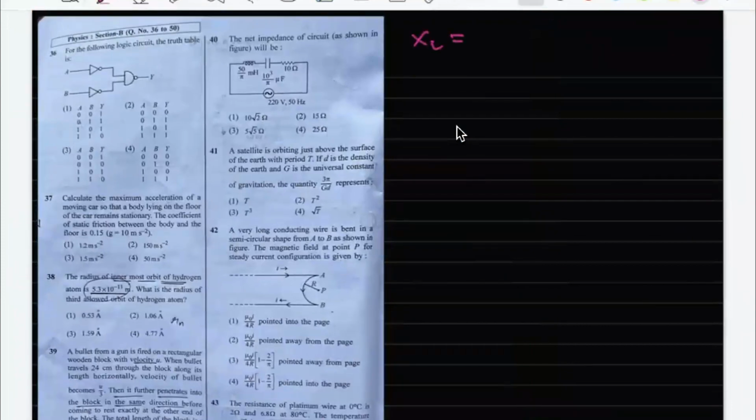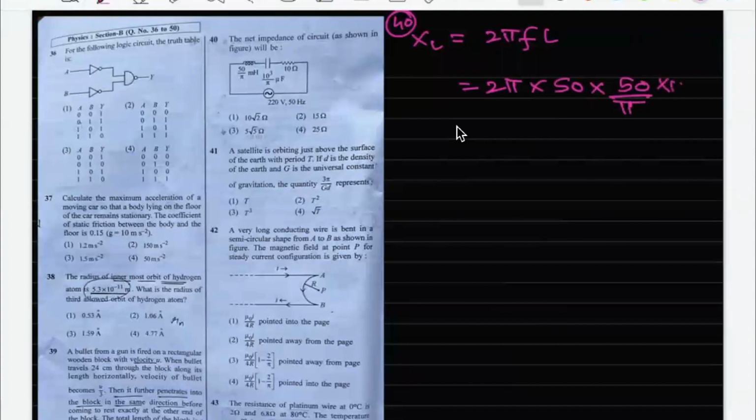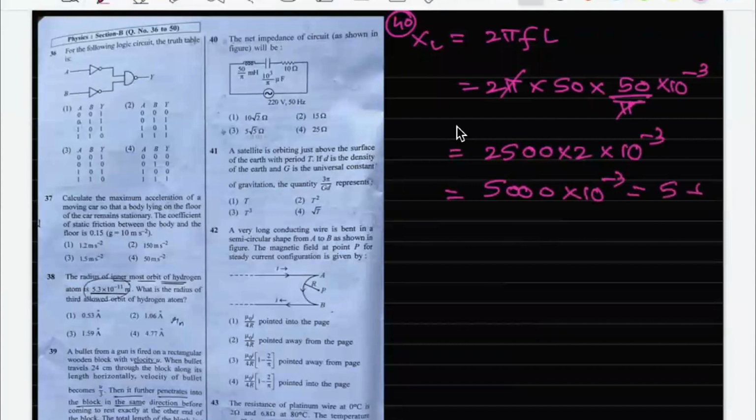So how much is XL? XL is 2 pi F L. So I have 2 pi, what's F? 50 hertz. What's L? 50 by pi milli, milli is 10 raised to minus 3 Henry. Okay. So I have pi cancelled off. 50 into 50, 2500 into 2 into 10 raised to minus 3. 25 into 2, 2500 into 2 is 5000. So this is 5 ohms.